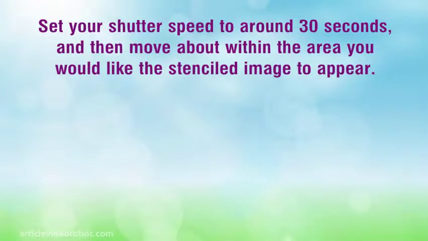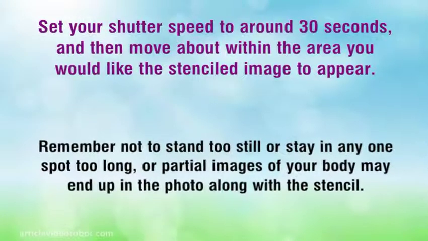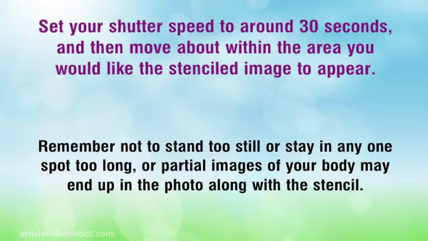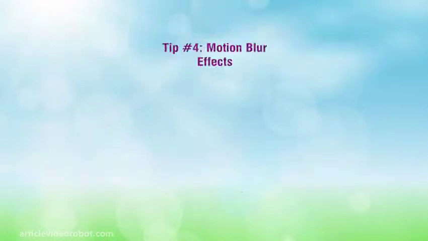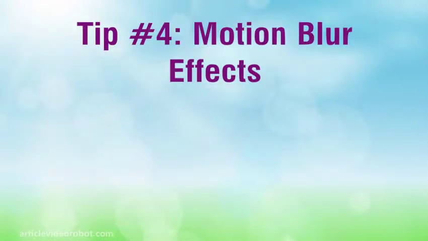Set your shutter speed to around 30 seconds, and then move about within the area you would like the stenciled image to appear. Remember not to stand too still or stay in any one spot too long, or partial images of your body may end up in the photo along with the stencil. Tip number 4, motion blur effects.